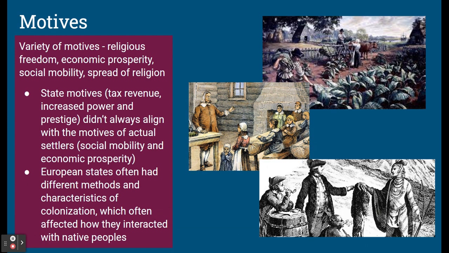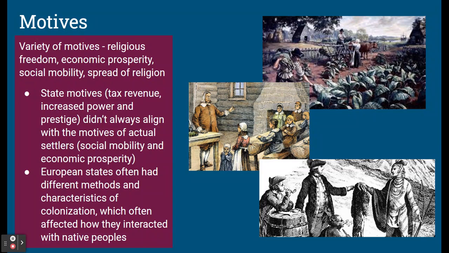So some people came for religious freedom. Many people came for economic prosperity and social mobility. And some people came to spread religion. And one thing that's important to note before we get started is that state motives, the motives of governments of European nations, sometimes varied or didn't actually align with the motives of the settlers themselves.